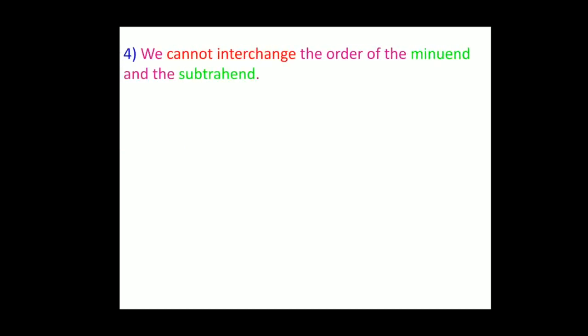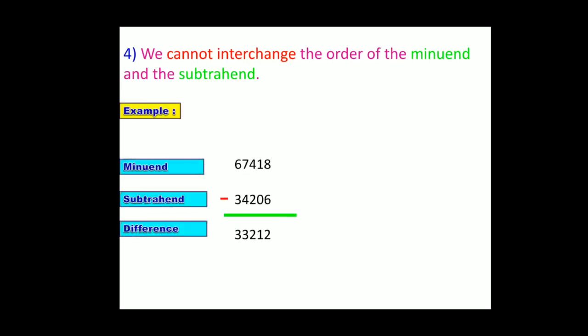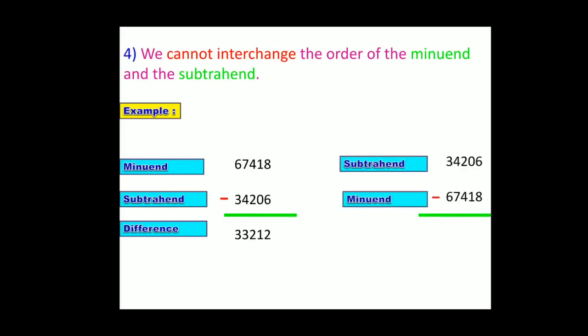The fourth property says that we cannot interchange the order of minuend and the subtrahend. For example, we have 67,418 as minuend and 34,206 as subtrahend, and our difference is 33,212. When we change the places of subtrahend and minuend, we will not get the result. So it is not possible.